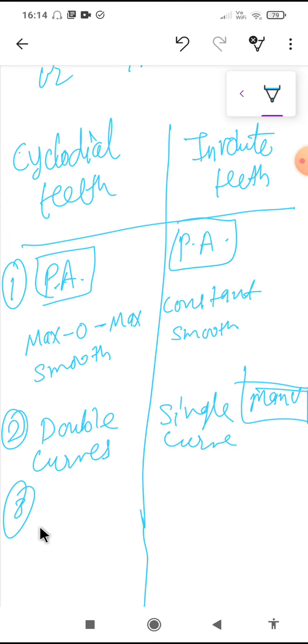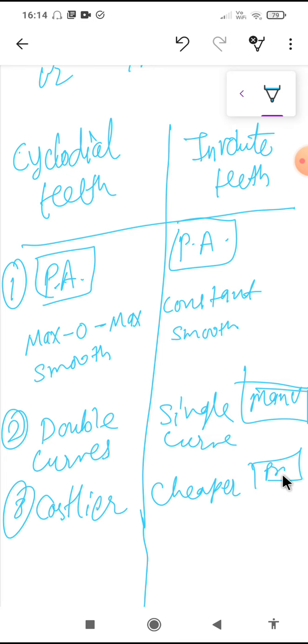Now the third point is that owing to the difficulty of manufacturing, cycloidal teeth are costlier, and as involute teeth are simple to manufacture, they are cheaper. So the third point is price.